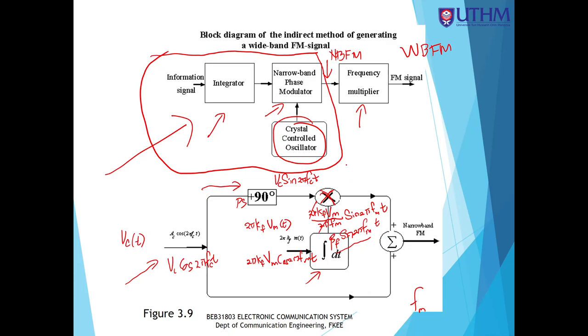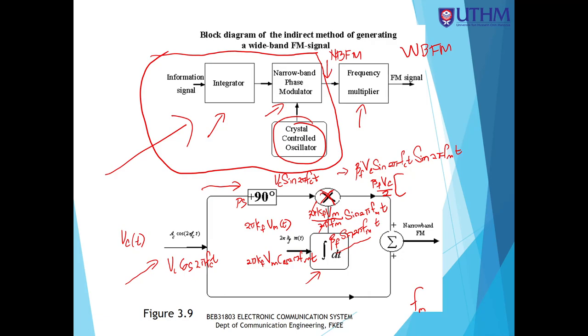So what happened here is that we're going to produce an output which is equal to the multiplication of the input. That means Vc sine 2 pi fct multiplied with beta f sine 2 pi fmt. Okay, that means this is beta f Vc sine 2 pi fct sine 2 pi fmt. And according to the trigonometry identity, sine multiplied with sine, we're going to produce cos minus cos. Okay, so it becomes beta f Vc divide with 2 and then big bracket.